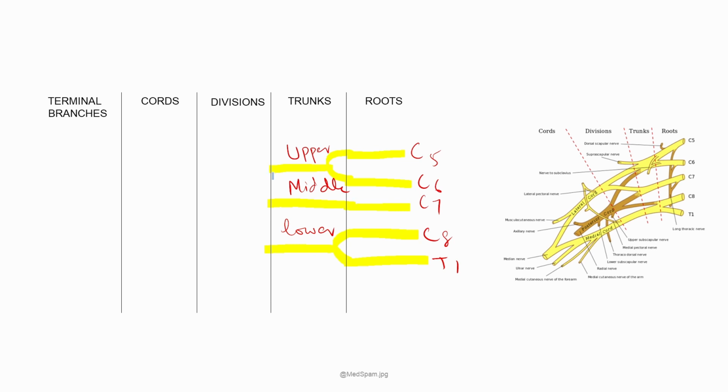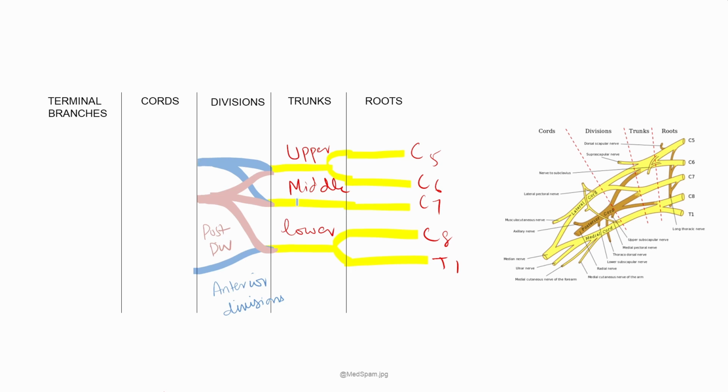Each trunk divides into an anterior division and a posterior division, which later on combine to form the cords. The anterior division of the upper trunk and the middle trunk combine to form the lateral cord. The anterior division of the lower trunk stays the same and forms the medial cord later, and the posterior divisions of all three trunks, upper, middle, and lower, combine to form the posterior cord later.